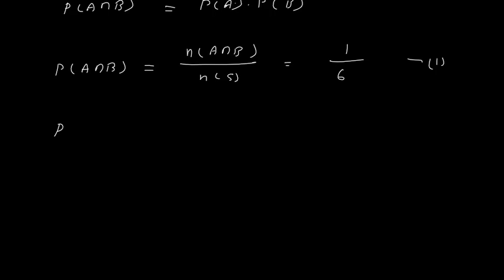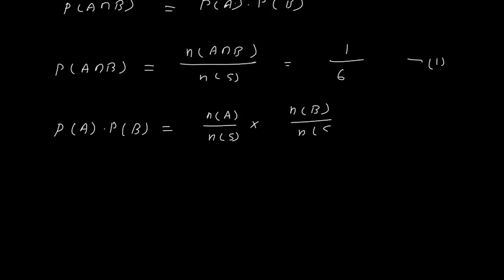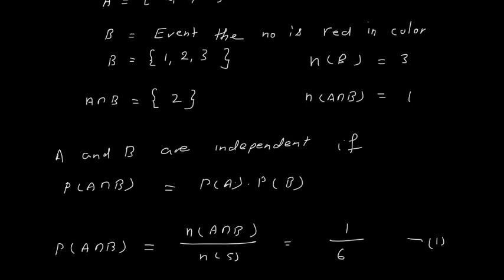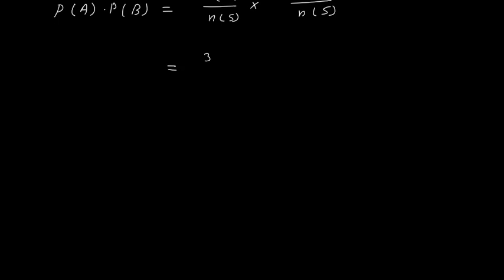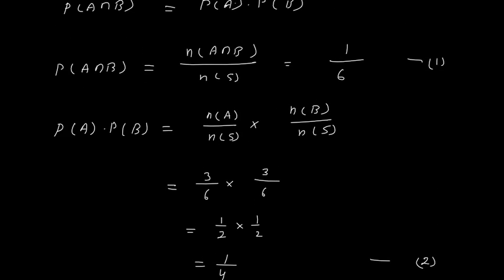Now probability of A into probability of B is equal to number of A upon number of S multiplied by number of B upon number of S. A has 3 elements, so number of A is 3, so this is 3 upon 6 into B also has 3 elements, so 3 upon 6. So this is 1 by 2 into 1 by 2, which is 1 by 4. We consider this as equation 2 and the earlier one as 1. Now if you see 1 and 2, they are not equal.